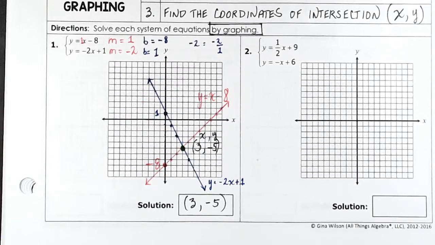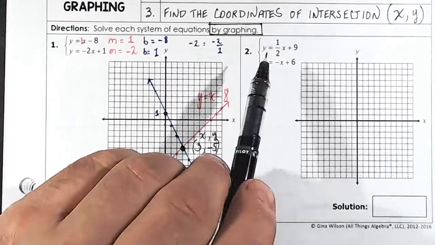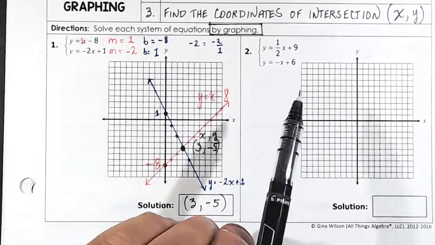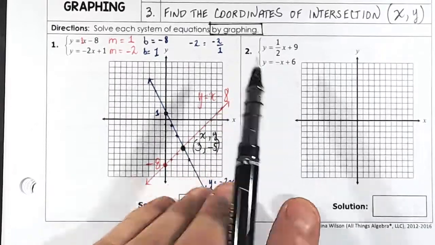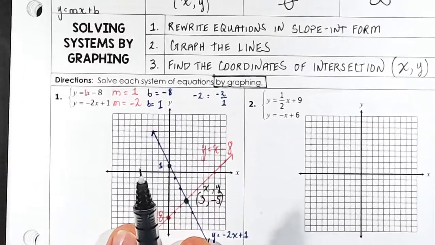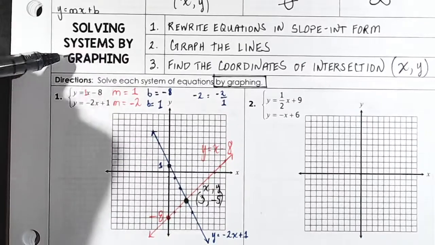So at this point your paper should look very similar to this. Okay, so example 2. We have two equations. Let's make sure that we're following our steps, solving systems by graphing.